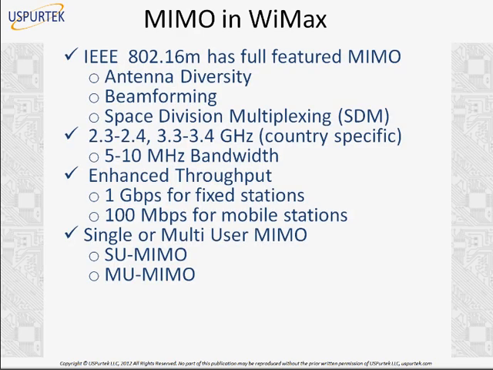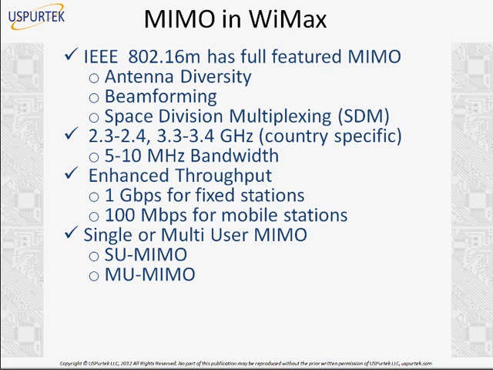Okay, now MIMO and WiMAX. The WiMAX standard is still in operation in many countries. It is actually a predecessor of LTE, but it coexists with LTE too. Even the latest version of WiMAX has full-featured MIMO, which supports antenna diversity, beamforming, and space division multiplexing. And of course, there is a range here, 2.3 to 2.4 and 3.3 to 3.4 gigahertz, which is country-specific. It depends on the country where you are operating this.